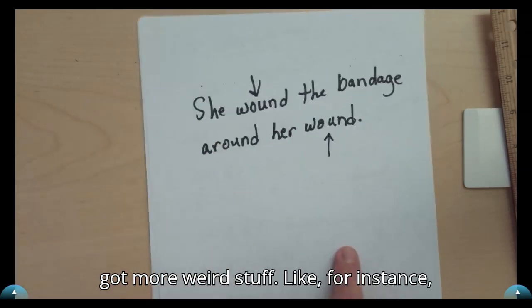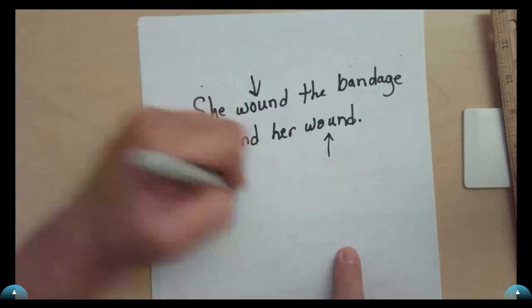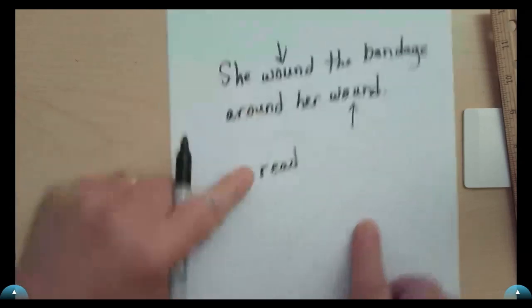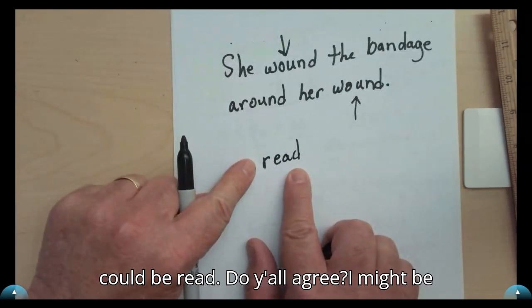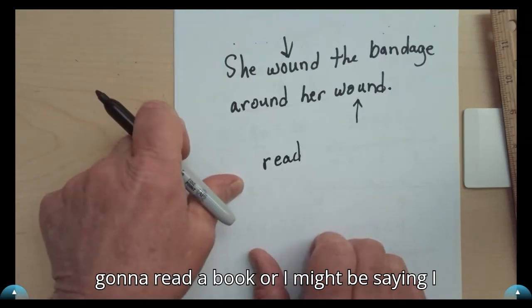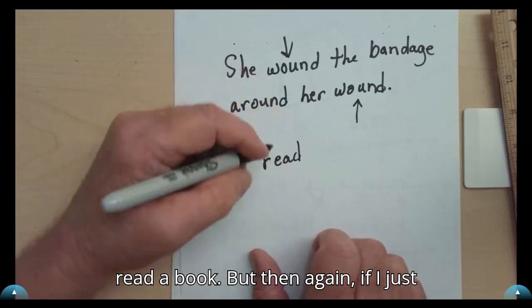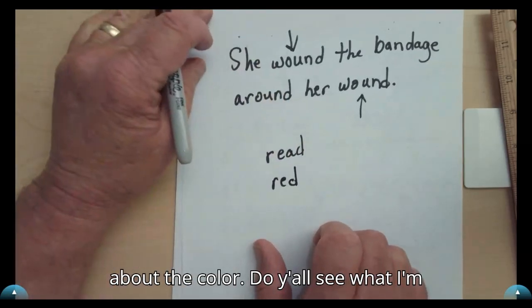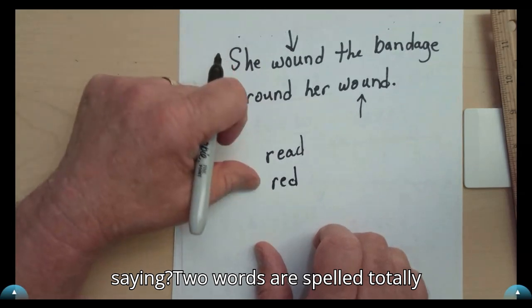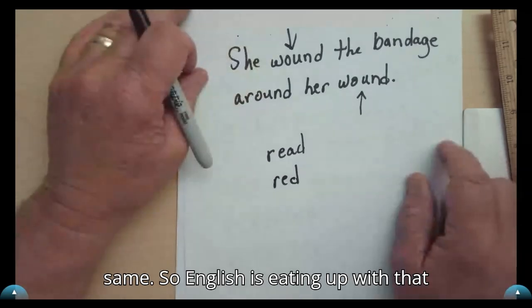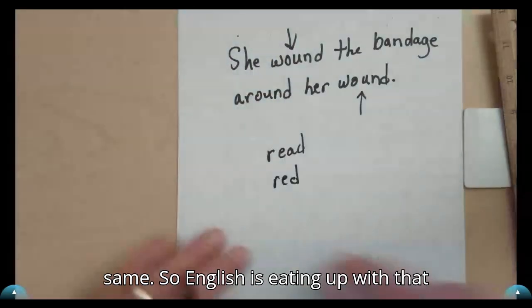We got more weird stuff. Like, for instance, we also have this problem. First of all, that could be read or it could be read. Do y'all agree? I might be gonna read a book, or I might be saying I read a book. But then again, if I just say the word red, I might be talking about the color. Do y'all see what I'm saying? Two words that are spelled totally differently, but pronounced exactly the same. So English is eaten up with that kind of stuff.